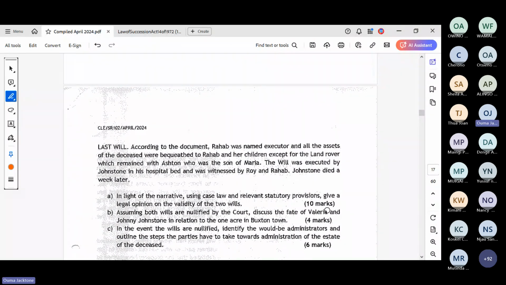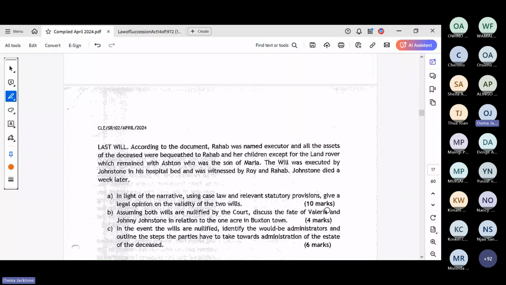Okay, so you can say, yes, it is valid, or no, it is not valid, and then you give your reasons under that. Or you can start by giving the legal premise, and then giving us the conclusion. So you can start with either. You can say it is valid for the following reasons, or it is not valid for the following reasons. Or you can just give us what the law provides, and then you give a conclusion at the end. Either way works. So quickly, let's have two people discussing with us part A, which is the validity of the two wills.